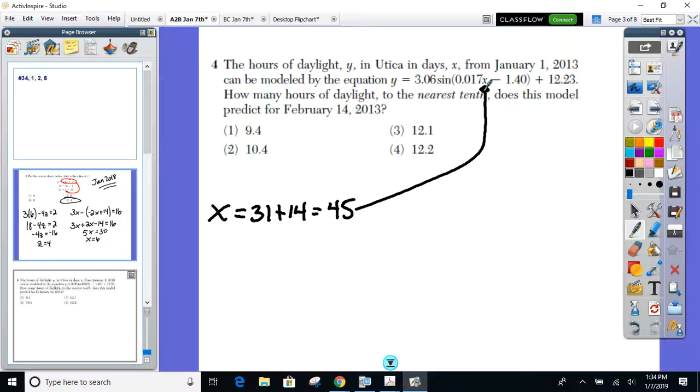Now, this is the sole reason I picked this problem. You're about to plug into a sine equation. What mode you got to be in? Radians. Yes. Hey, guys, honest, if you're in degrees, your answer's up there, but it's incorrect. All right, if you're plugging into a sine or cosine, it's got to be in radian mode. So go ahead, store in 45 for X and plug it into the equation.